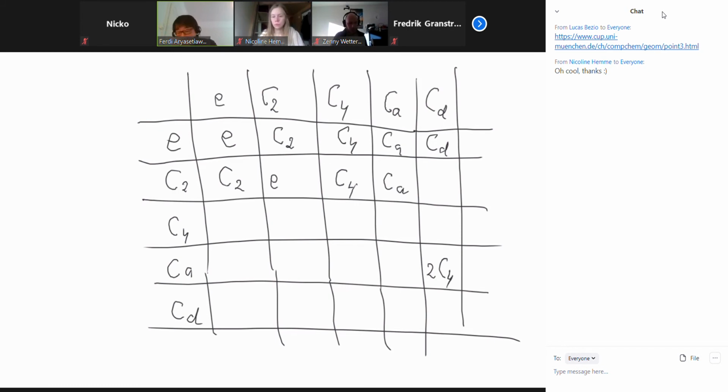And CD. So we only need to construct half of it, because the multiplication table of the classes is symmetric. So I have C4, C2, C4, C4. That gives me 2E plus 2C2. Then 2CD and 2CA.